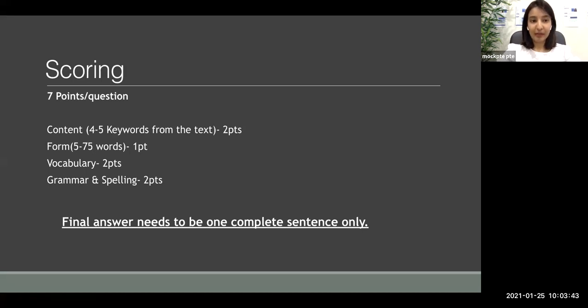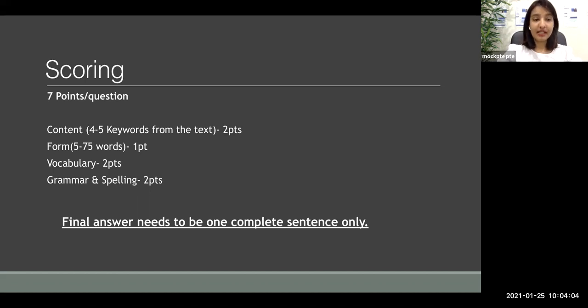So each of your summary will be evaluated out of 7 points. Again, remember the 7 points is not your points out of 90. Out of 90, it has a total of 20 marks, out of which 10 is given to writing and 10 is given to reading. This is just the scoring system. That is the criteria for your scoring.